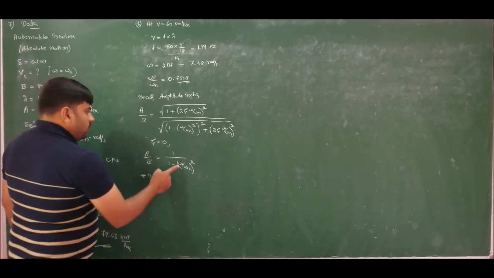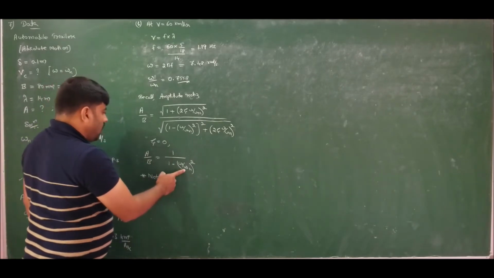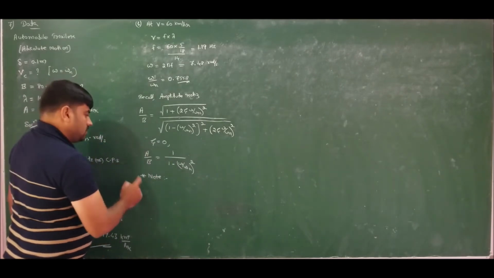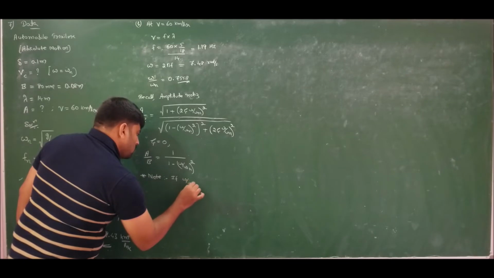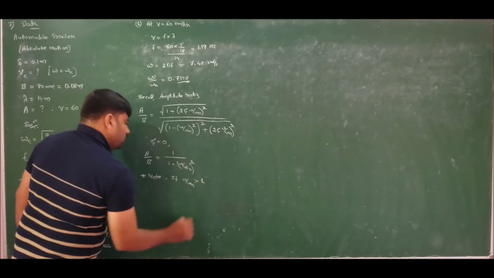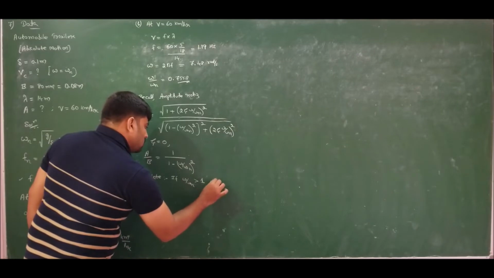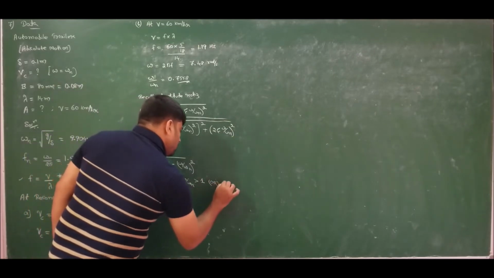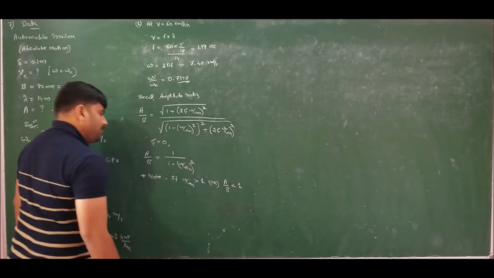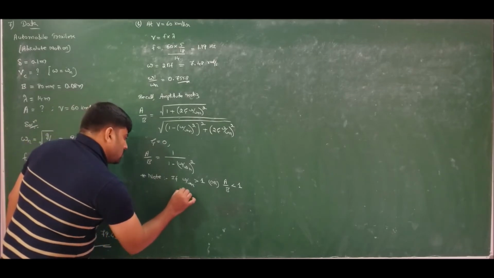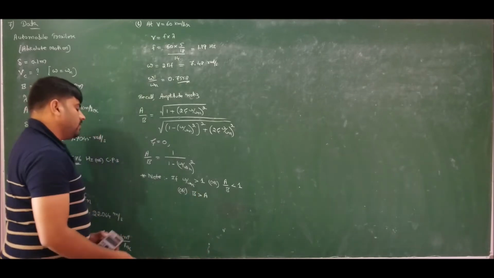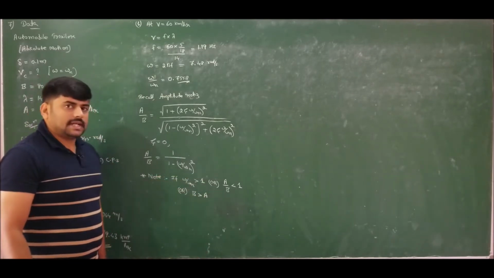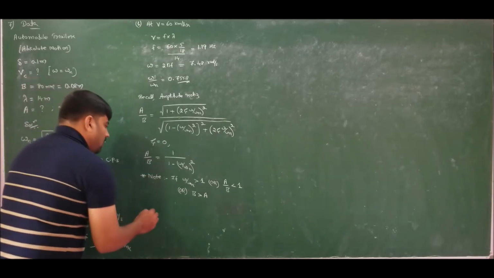Whenever the value of omega by omega n is greater than 1, or A by B is less than 1, that is, if omega by omega n is greater than 1 or A by B is less than 1, or the value of B is greater than A. Whenever any one among these three is satisfied, always rewrite this equation in this form.